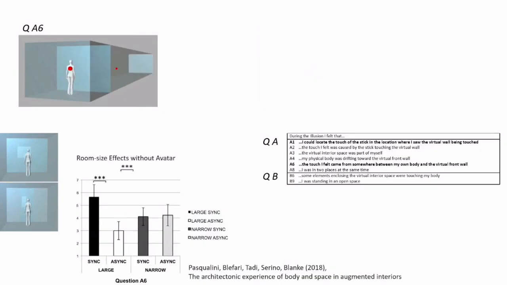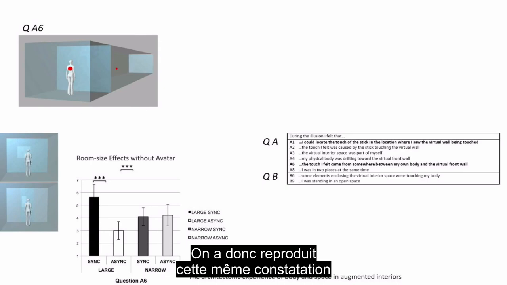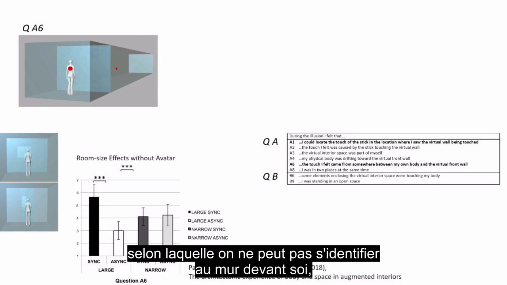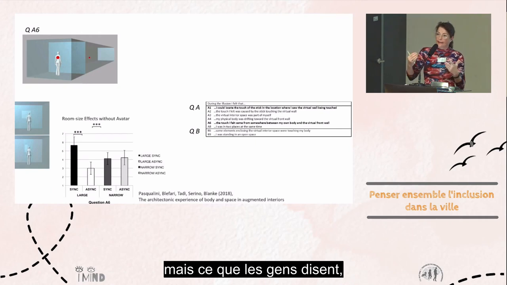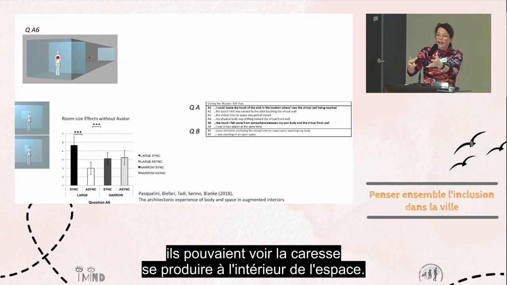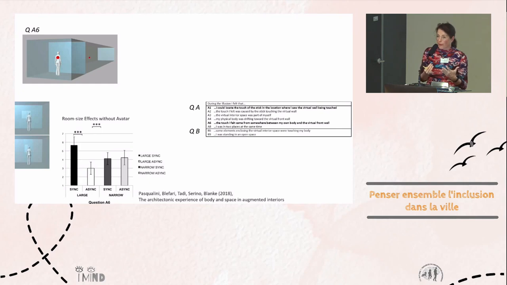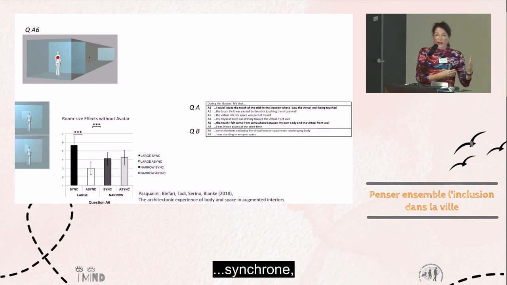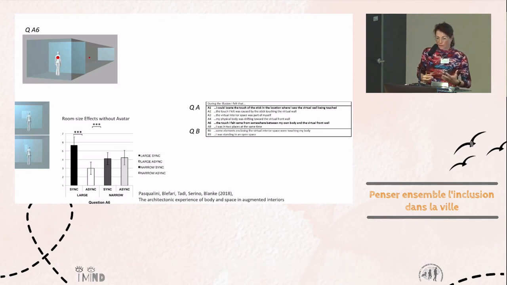It's in this slide. When you take away the avatar, people didn't really feel it, so we reproduced that same finding: that I can't really identify with walls or with a front wall. But what people say is that they could see the space in front, they could see the stroking happen inside a space, and when the stroking is not synchronous, basically this sensation is not there.